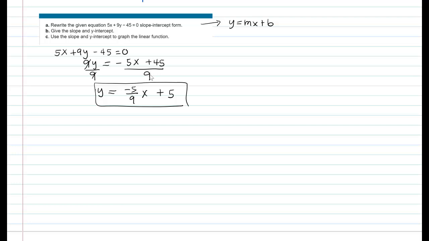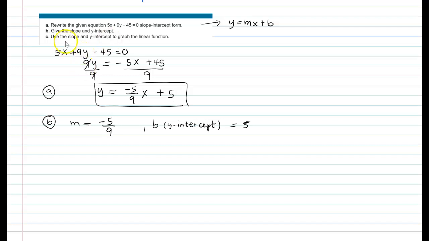Letter B, what is the slope? According to that form, the slope is the coefficient of x. It's this value here, that's the coefficient of x. So that is negative 5 over 9. And the y-intercept is actually the b. b here is the y-intercept. So in this case, b, that's the y-intercept, is equal to 5.